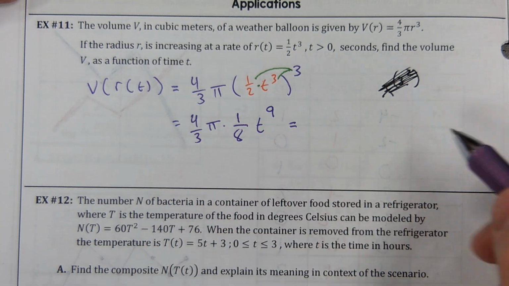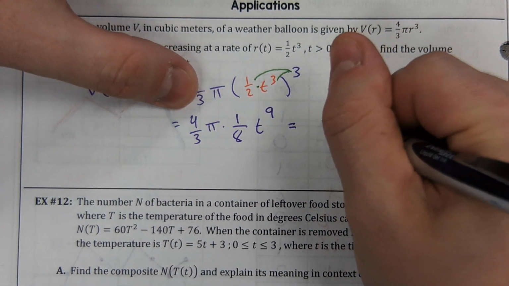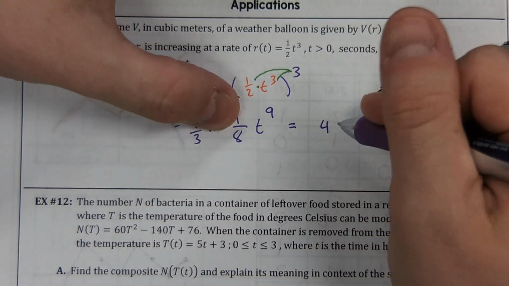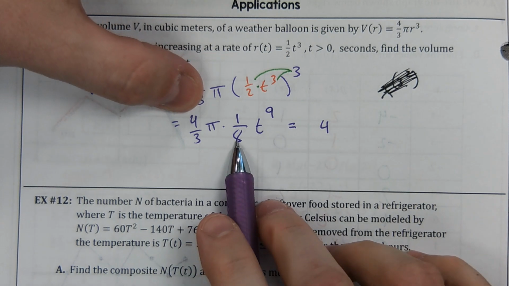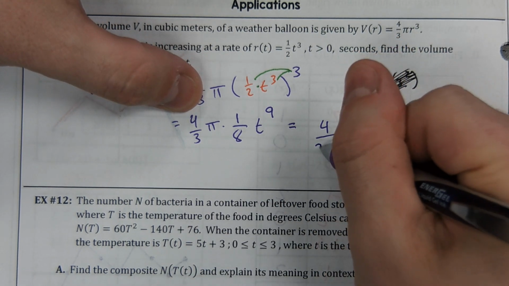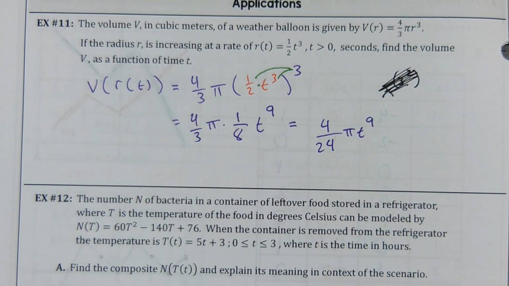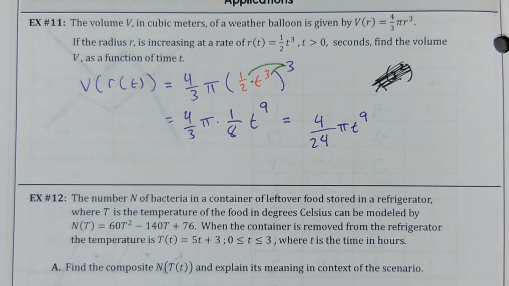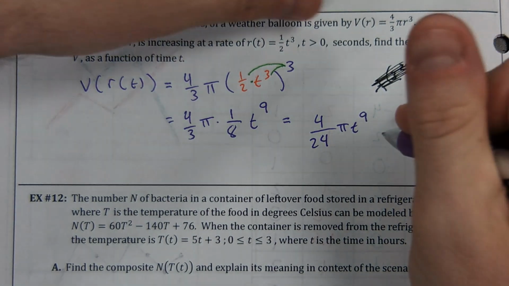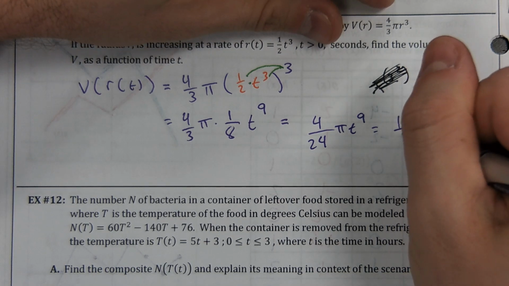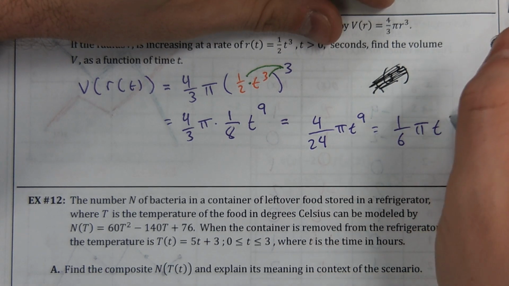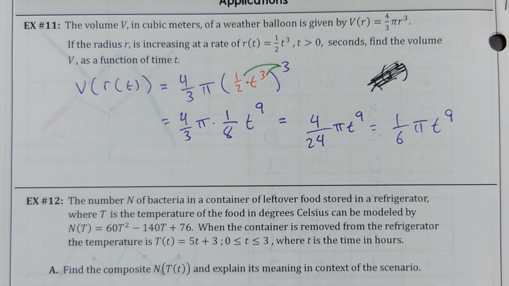And here, so just cleaning it up, we're going to have 4 over, oh, this is going to reduce, isn't it? 4 over 24 pi t to the 9th. 4 over 24 reduces to 1/6, right? So 1/6 pi t to the 9th. Interesting.